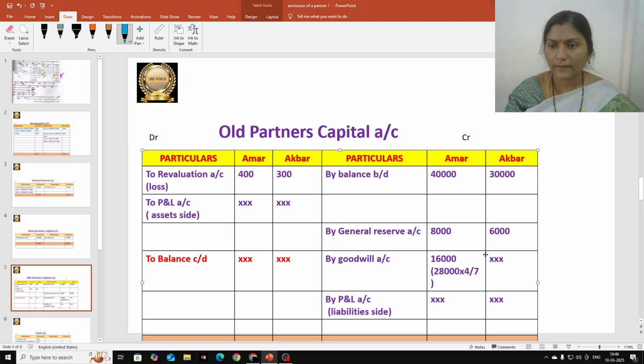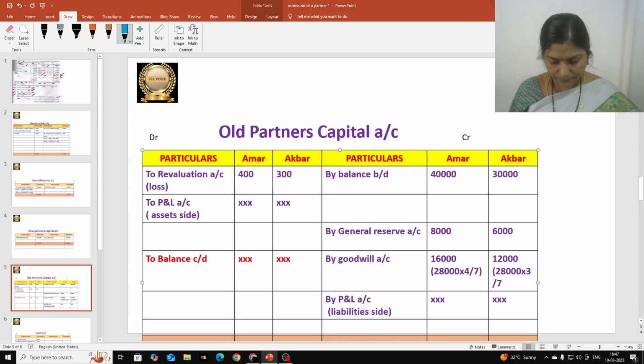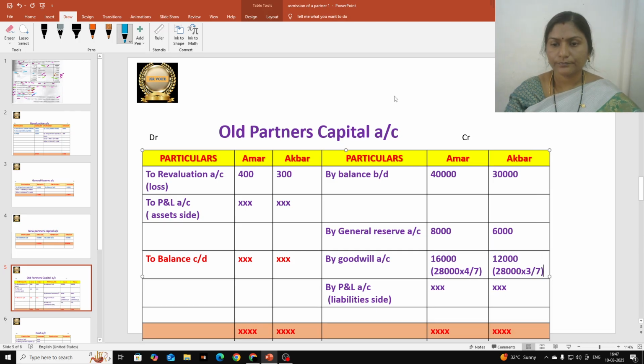And next we will calculate for the next person also. The next person is Akbar. So for Akbar, how much will we give? 28,000 into 3 by 7. Okay, so we will get 12,000, students. So 12,000, how will we get here? You should show the calculation: 28,000 into 3 by 7. You should show the calculation in that way. So this is how we distribute goodwill to both the partners.